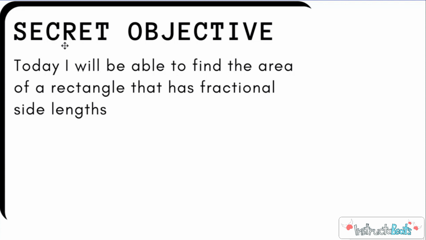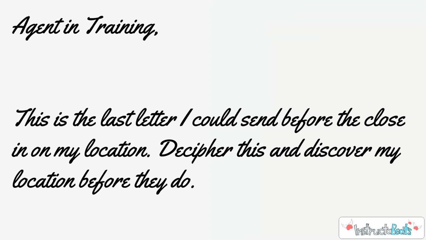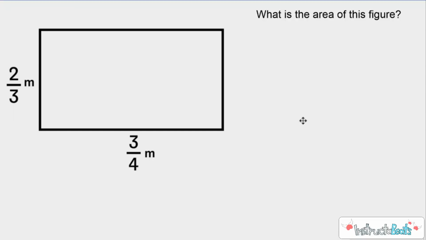This message will self-destruct in T-minus 3, 2, 1. Agent Zero just went missing 2 weeks ago. Before he left, he sent this to you. It says, Agent in training, this is the last letter I could send before they close in on my location. Decipher this and discover my location. And this is what they left you in the letter, right? We have a rectangle, 2/3 of a meter on one side, 3/4 of a meter on the other side. And the question says, what is the area of this figure?